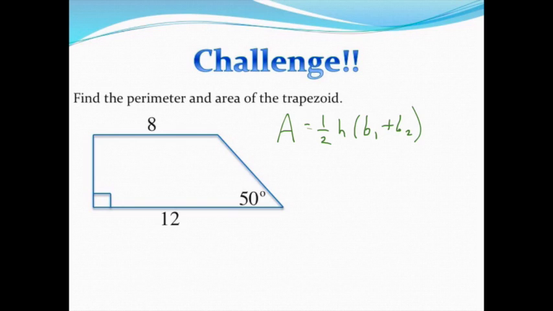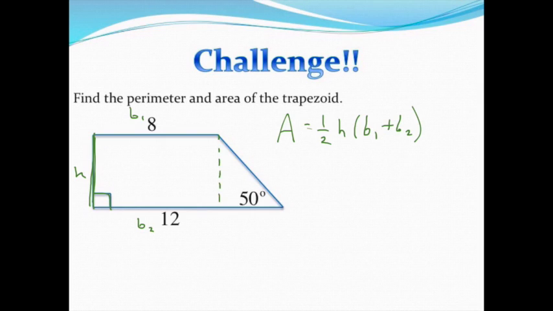And I can see in the diagram I was given my two bases. One of the bases is 8, the other base is 12, and it doesn't matter which one's which. But my height was not given to me. My height, which is perpendicular to the bases, is unknown. So what I'm going to do is actually draw the height. Rather than on the left, I'm going to draw the height over here.